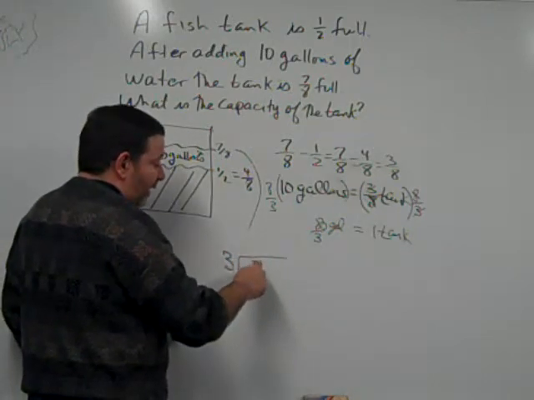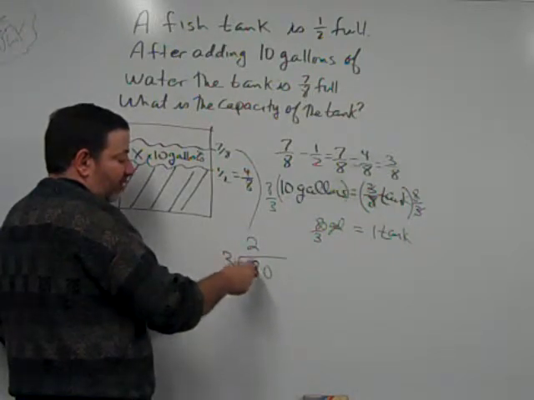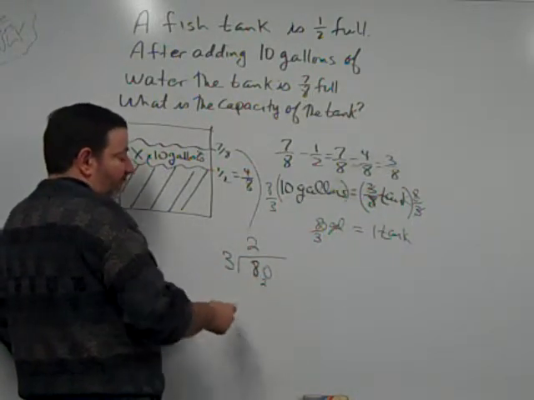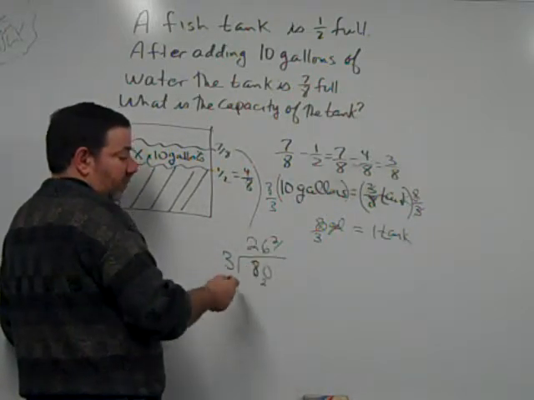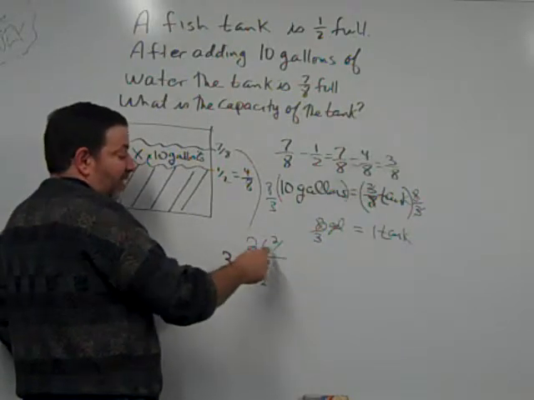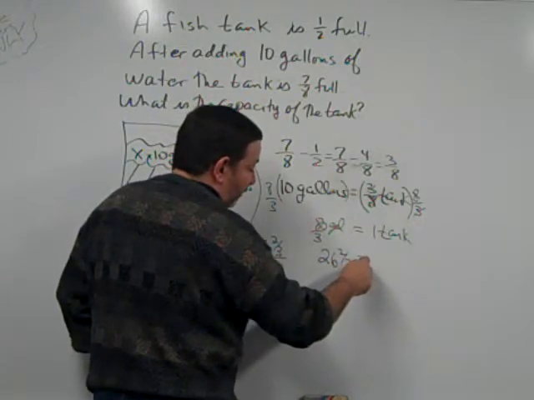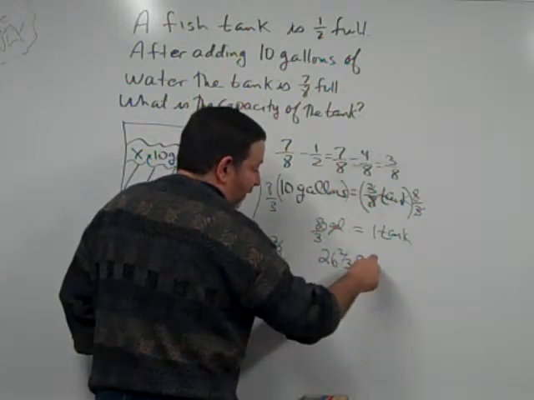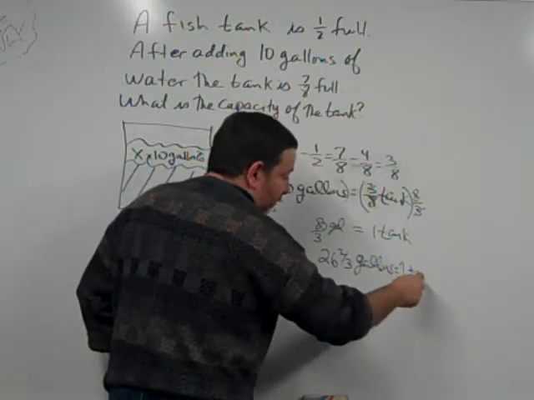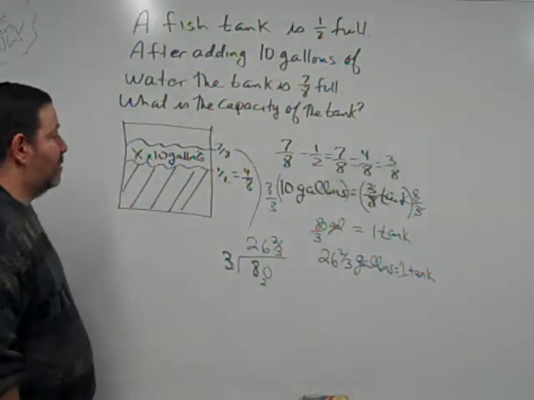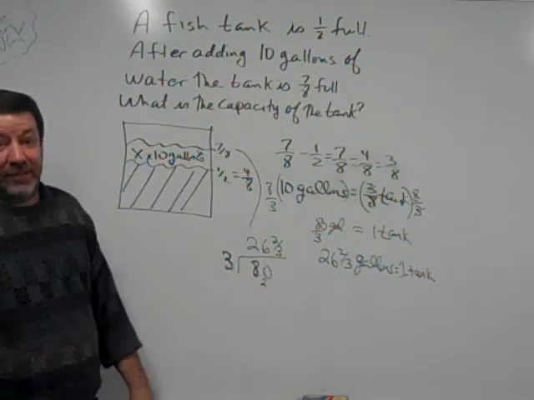You want a better feel for that? You do 3 into 80, goes 2 times. 3 times 2 is 6. Take 6 from 8, get 2 left over. 3 into 20 goes 6 times with 2 left over. The remainder 2 gets divided by 3. The tank holds 26 2/3 gallons. 1 full tank. And we knew that because we knew the 10 gallons represented 3/8 of a tank.